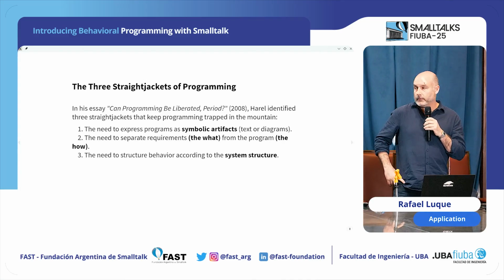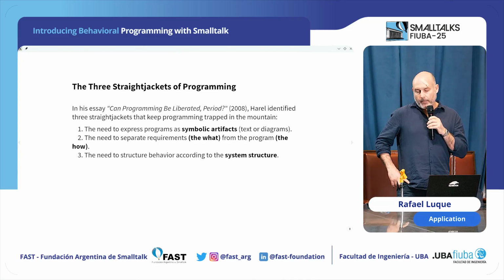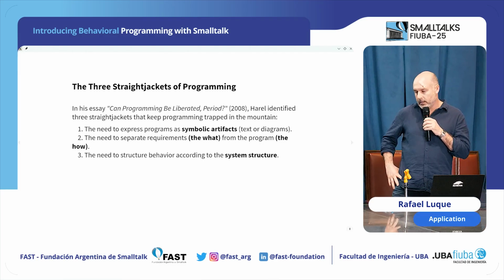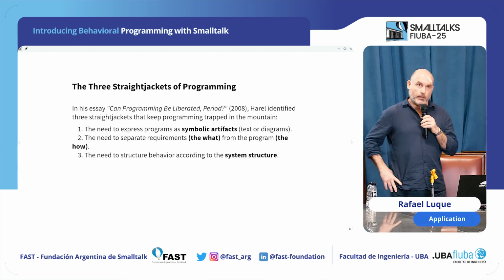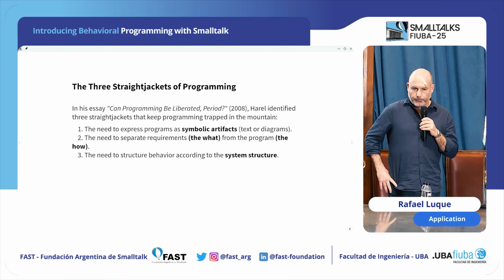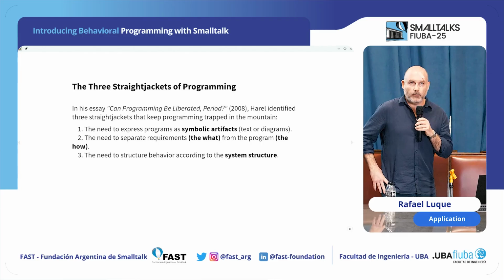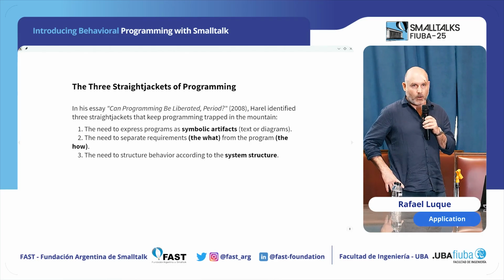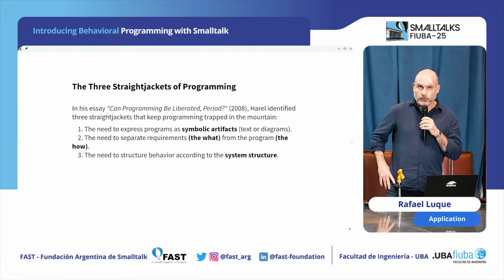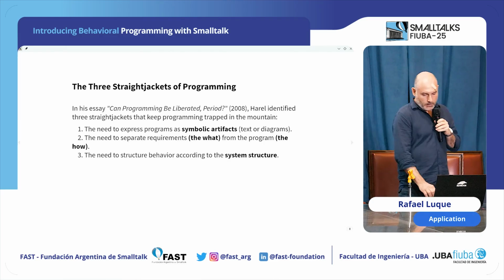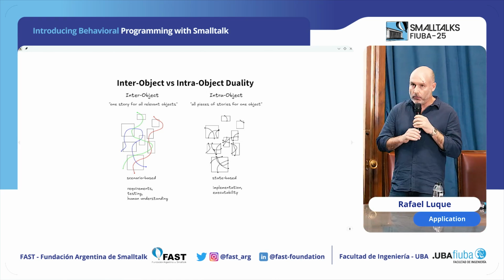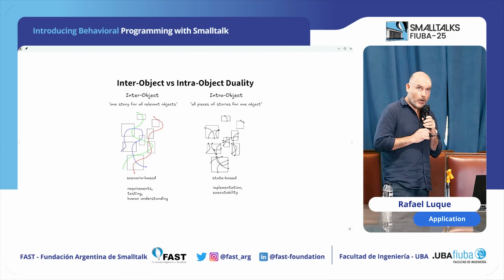The second straitjacket is the need to map continuously the what, that is the requirements, to the how the program is implemented. This is a tension that we have already talked about with the mountain metaphor. And the third one is the need that we have to, in some way, structure also the behaviors following the same system structure that we are using in our programming paradigm. For instance, we can be using as modules of the program functions or objects or procedures or whatever. This tension is something we can view as this kind of duality between inter-object and intra-object.